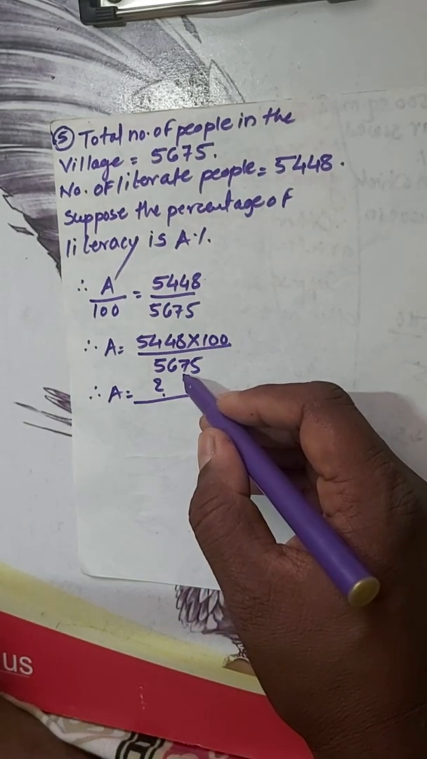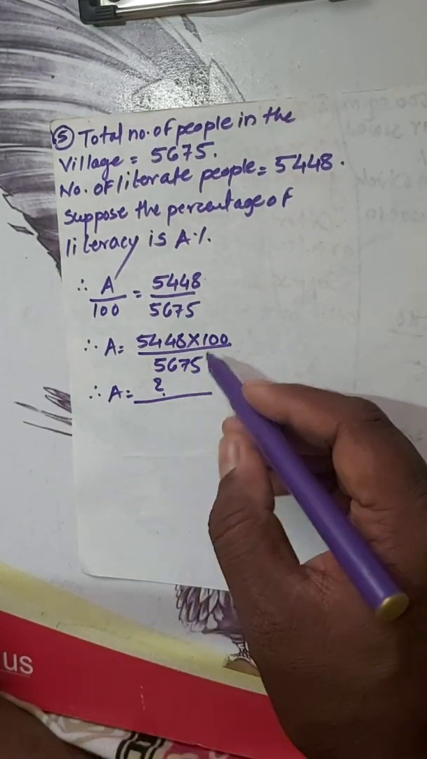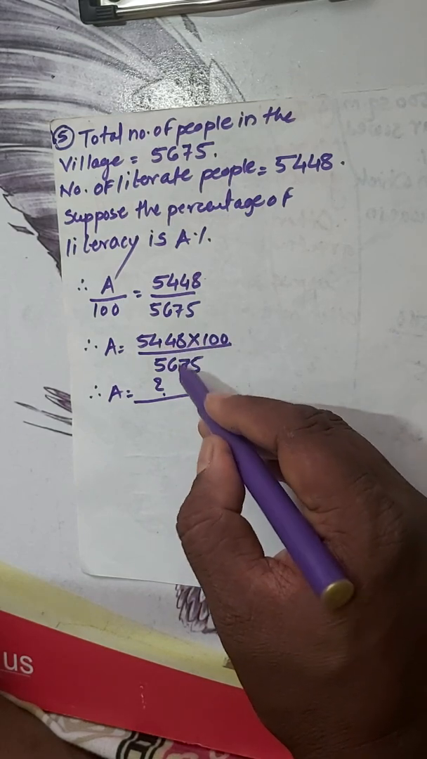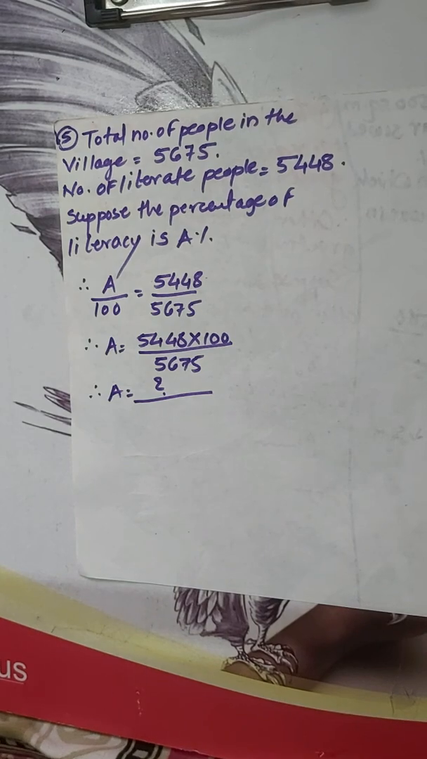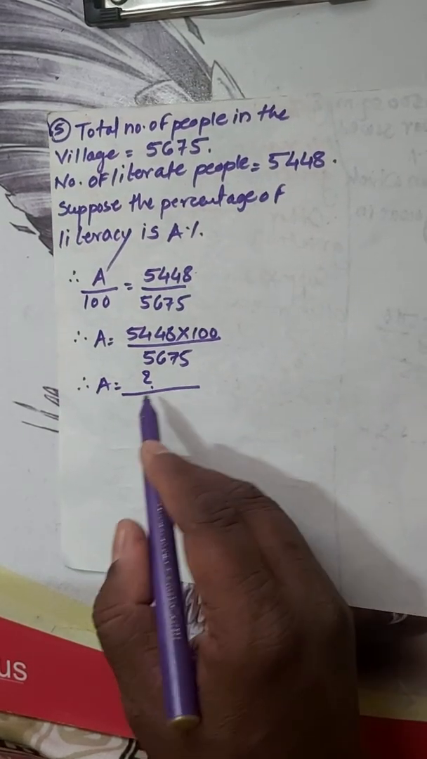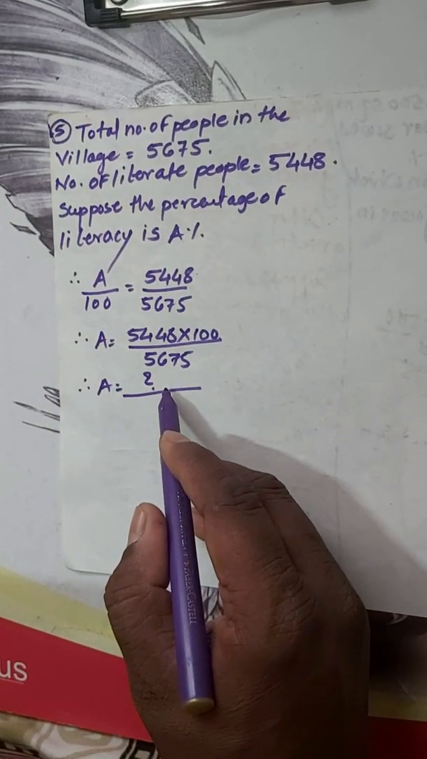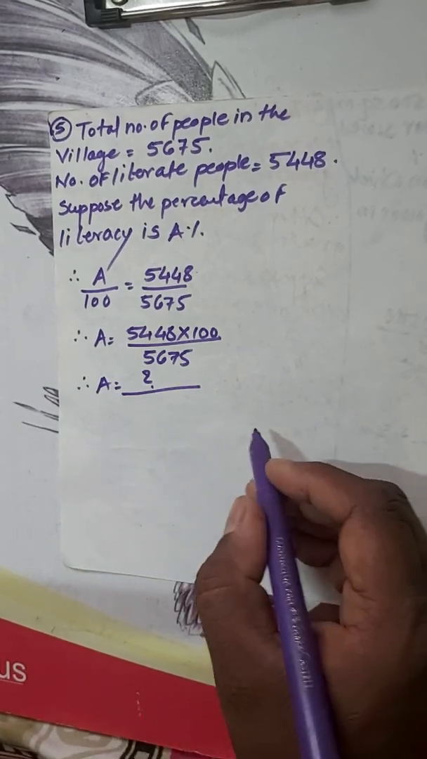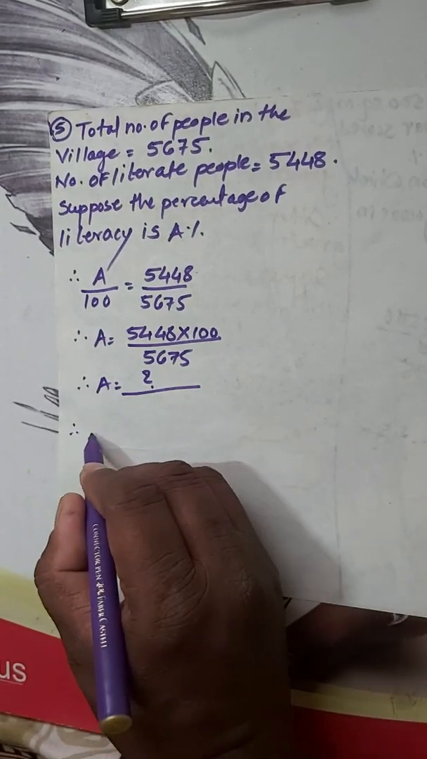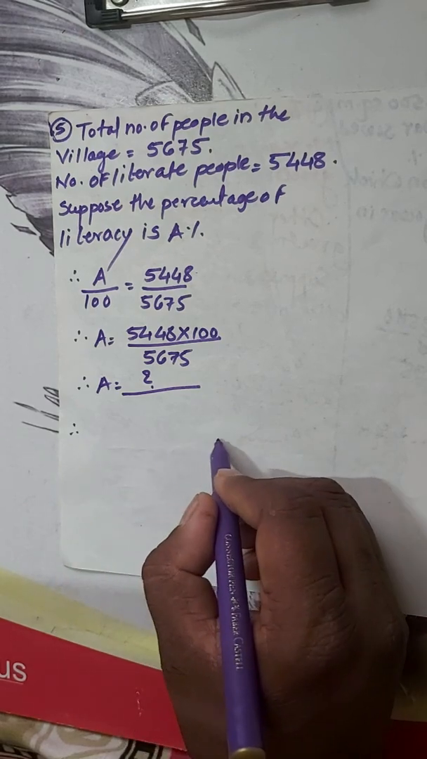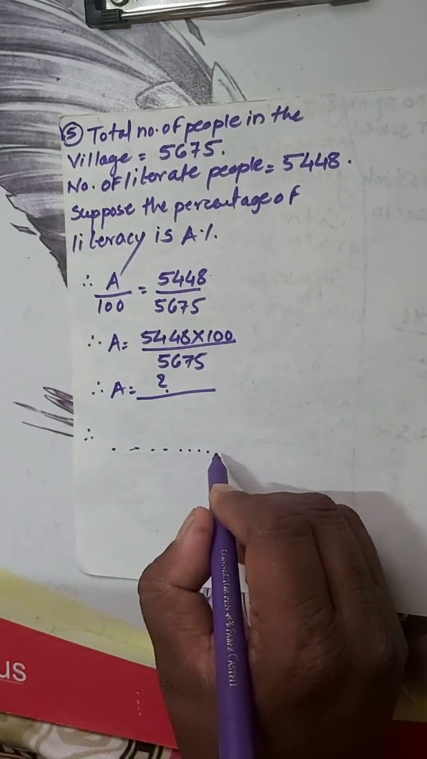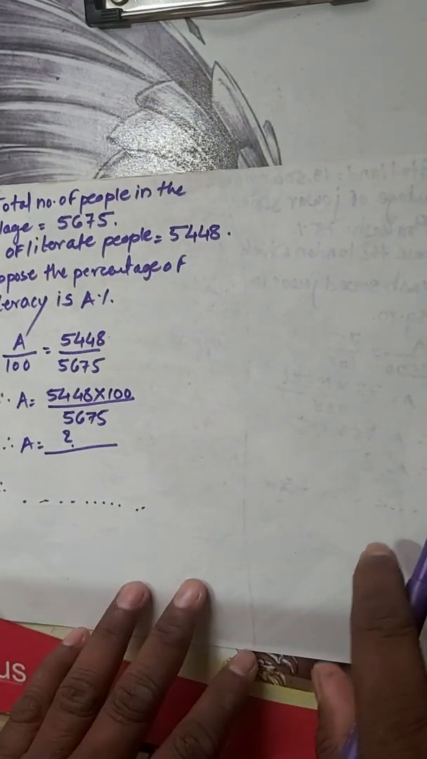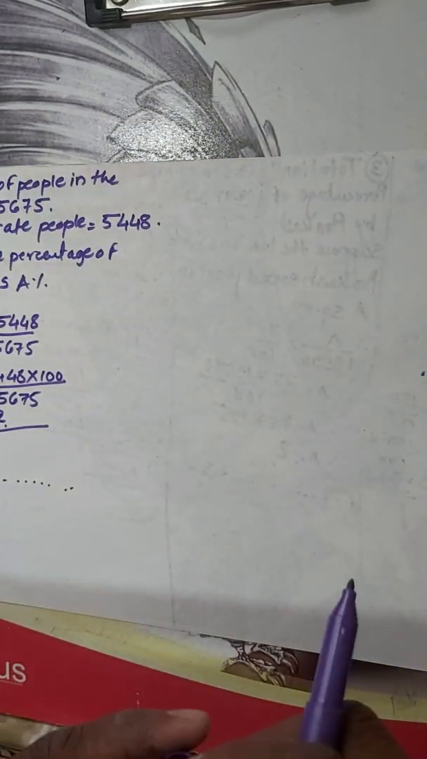Just make a table of this one and then multiply this. Here you only have to write two zeros and then divide this. So just use your brain and then you will get the percentage. Then you have to write: the percentage of literacy in the village is dash dash percent. Okay, now we'll see the last example.